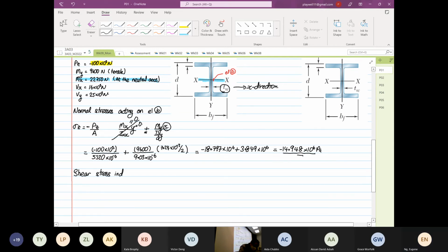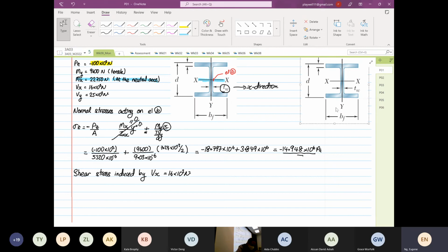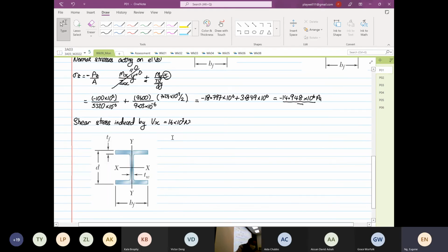So we are going to calculate the shearing stress induced by Vx, which is equal to 16 times 10 to the power 3 Newton. Okay, so I'm going to copy this image here. So Vx is coming in by 16 times 10 to the power 3 Newton.